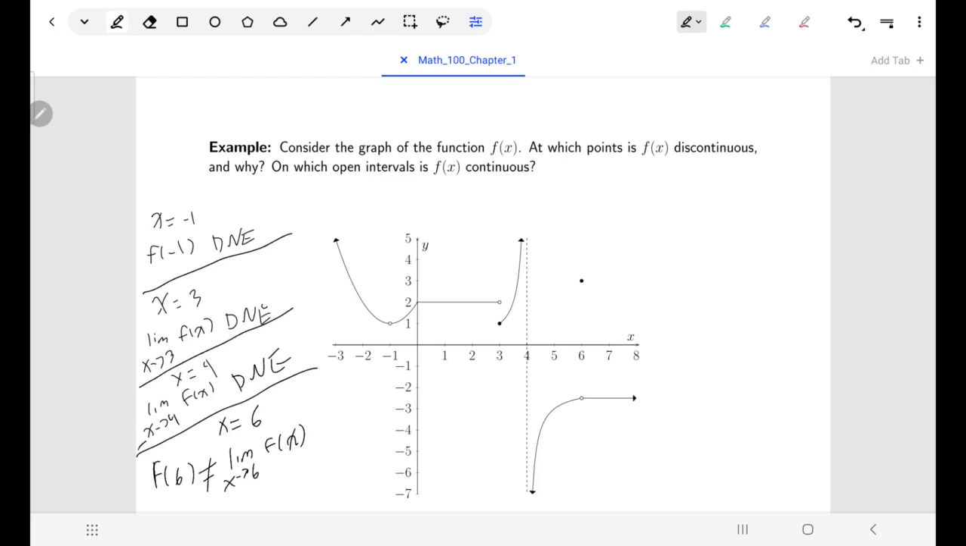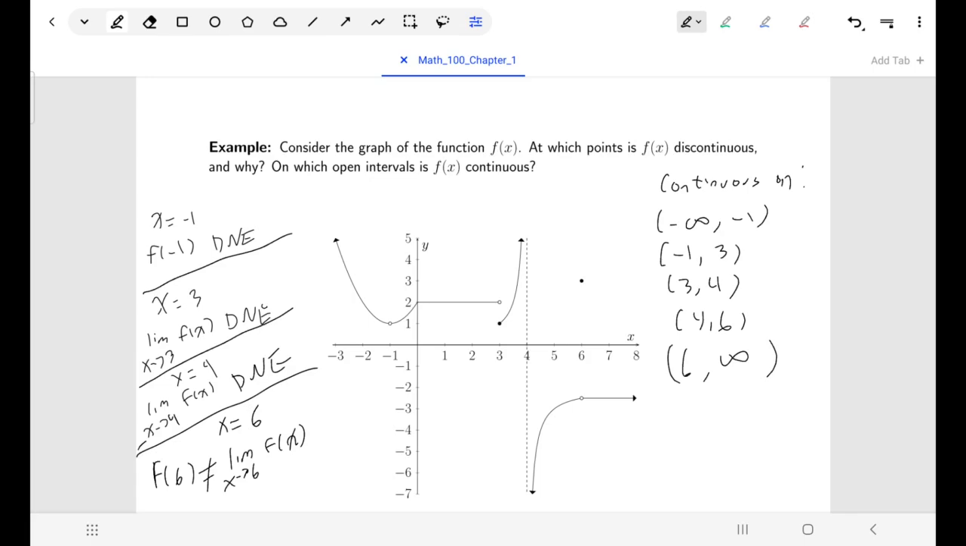So 4 discontinuities. Where are we continuous? Well, I would say we are continuous all the way up to negative 1. So here are some intervals. Everybody from far left to negative 1. Between negative 1 and 3, we're continuous. We're continuous in this little piece between 3 and 4. We're continuous between 4 and 6. And we're continuous when we're greater than 6. So we've got all those little intervals that we're continuous on and 4 discontinuities.